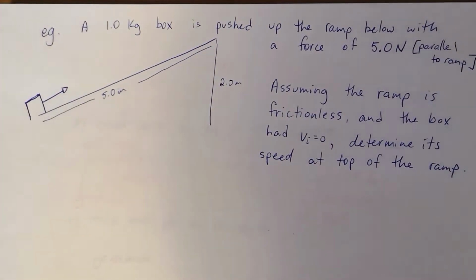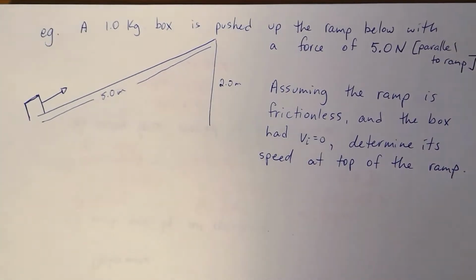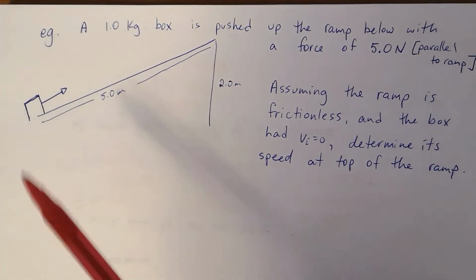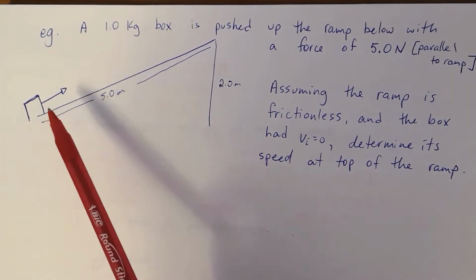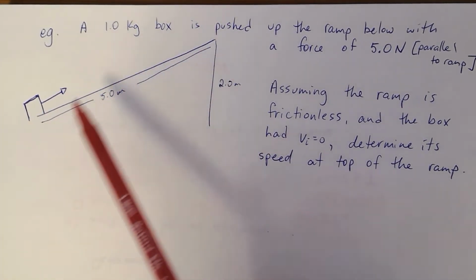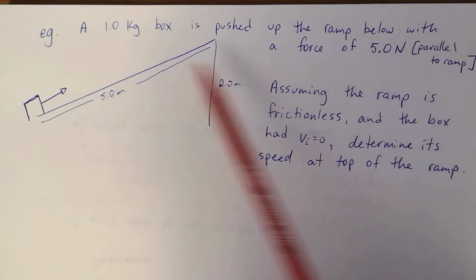Okay, I'm back with another example, and this is a good one we're going to be able to riff on a little bit. The setup's a bit complicated, so I'll go slowly here. I got this 1 kilogram box. It's not moving. I included that at the end. VI is 0. Okay, it's pushed up the ramp with a force of 5 newtons, parallel to the ramp.